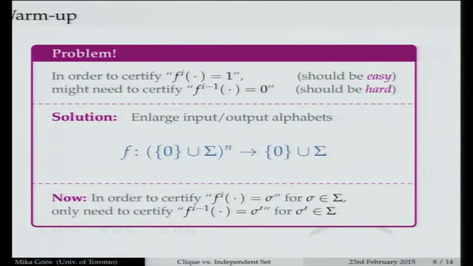To certify that the top gate outputs a sigma, which is supposed to be easy, maybe I've designed F such that certificates for this only read sigma symbols from the inputs. So then I only recursively need to certify statements of the similar form. So in other words, my certificates for a sigma output, they never contain zeros. So recursively, I never need to certify zeros.